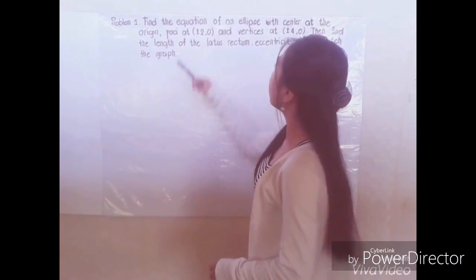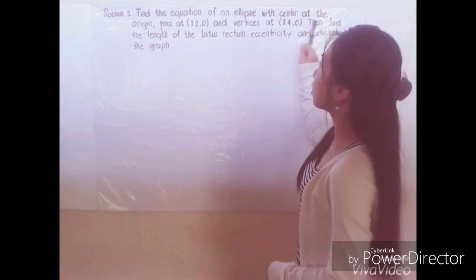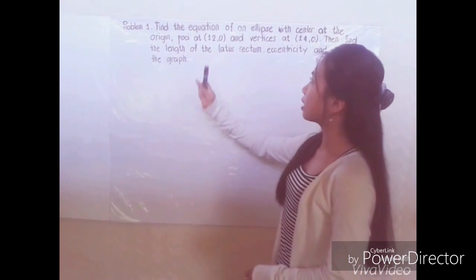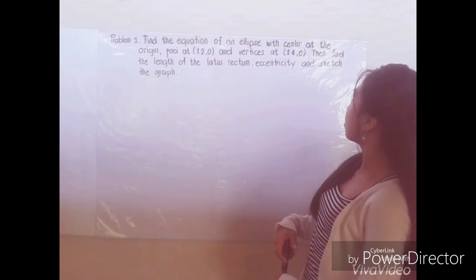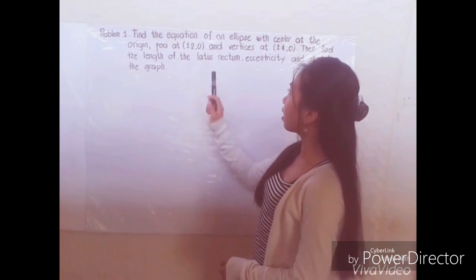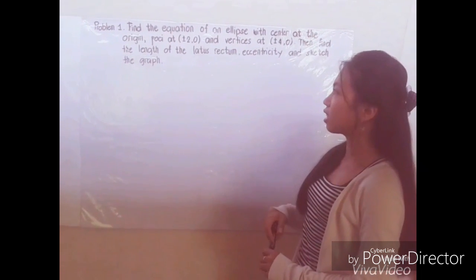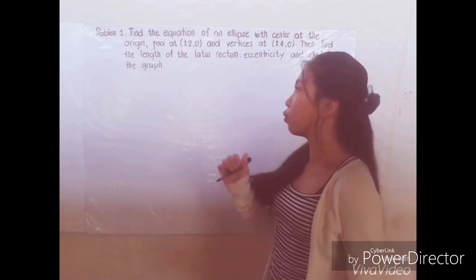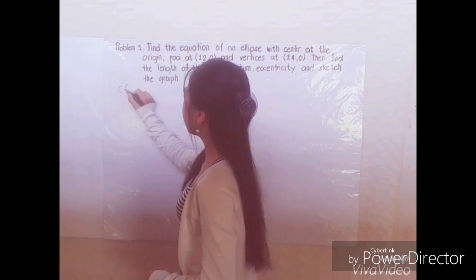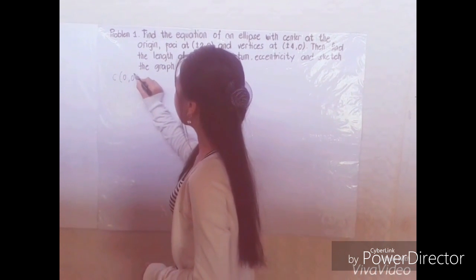Considering the problem: find the equation of an ellipse with a center at the origin, foci at positive negative 2, 0, and vertices at positive negative 4, 0. Then find the length of the latus rectum, the eccentricity, and sketch the graph. So we are given the center, which is at the origin, so we have C (0, 0).